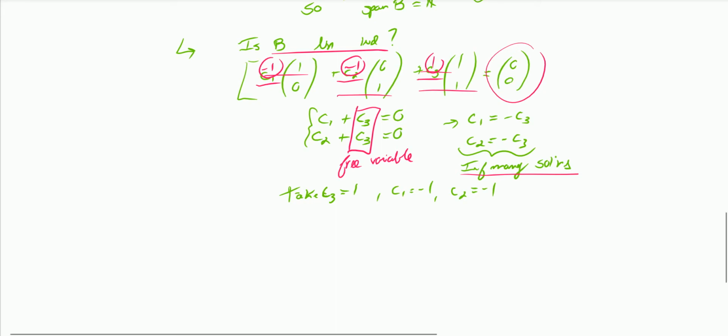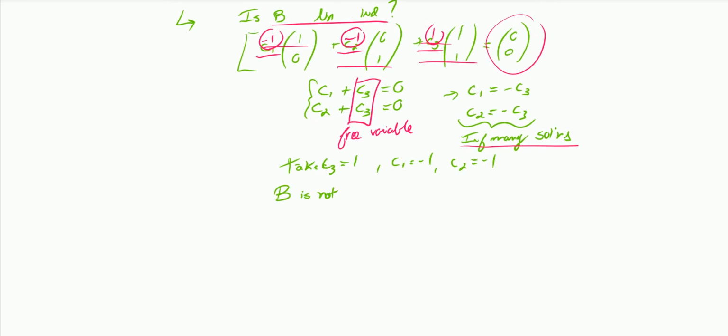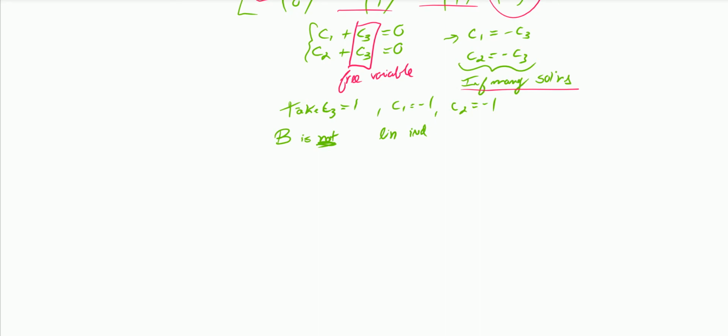And so by definition, that means that B is not linearly independent. And in that case, that means that B is not a basis for R2. Okay, so that was my second example. Now let's go with a third example.